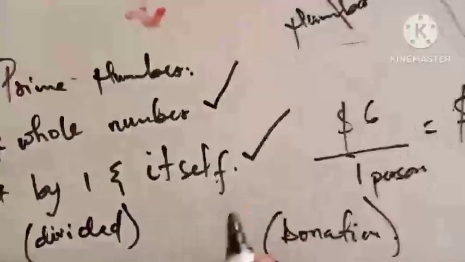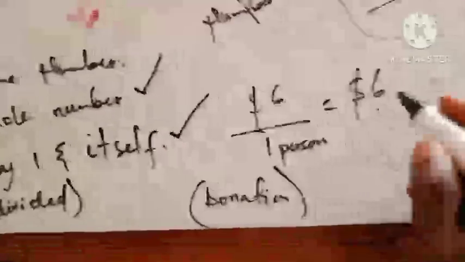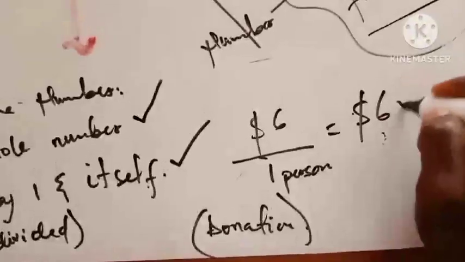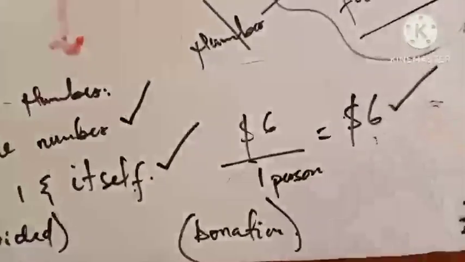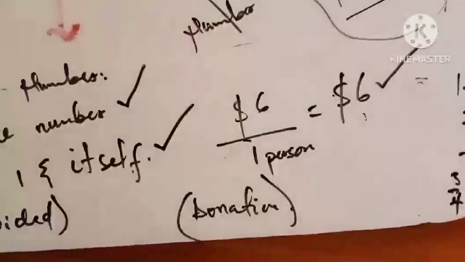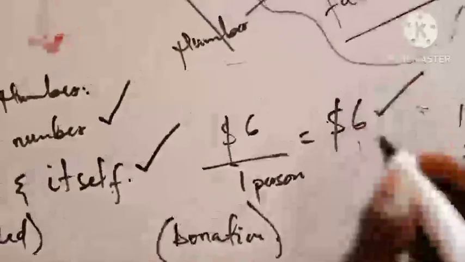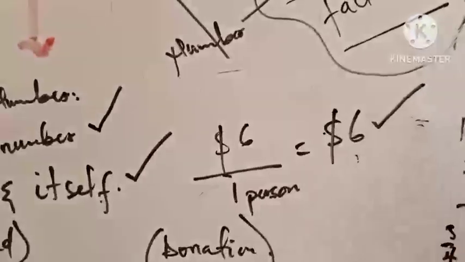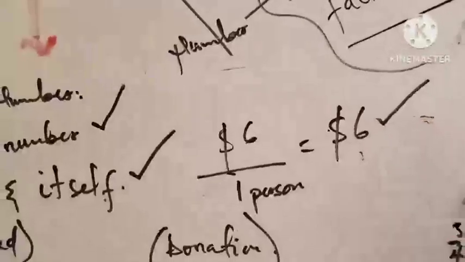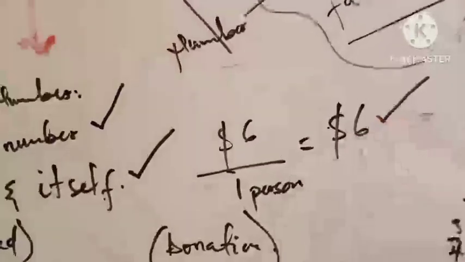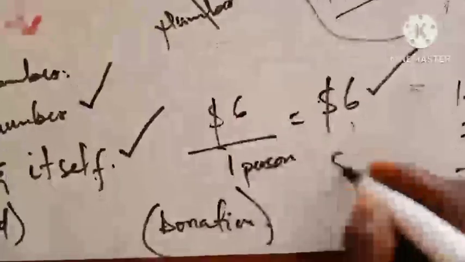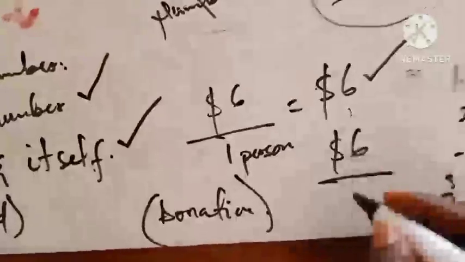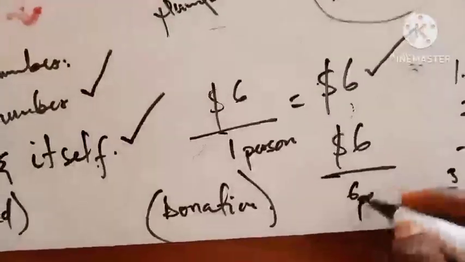So it is a whole number. The answer that we got here is going to be a whole number. Is it indeed a whole number? Yes, of course it is a whole number. Is that okay? This is a whole number because it doesn't have any decimal point or fraction form. So once again, can this $6 be divided by itself? So maybe let's say among 6 people, right?